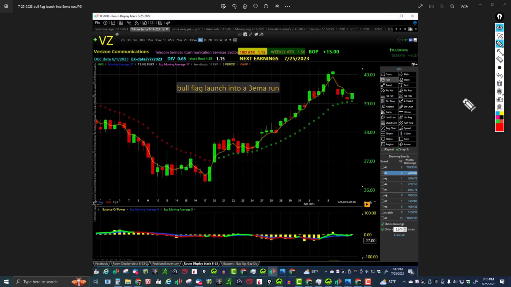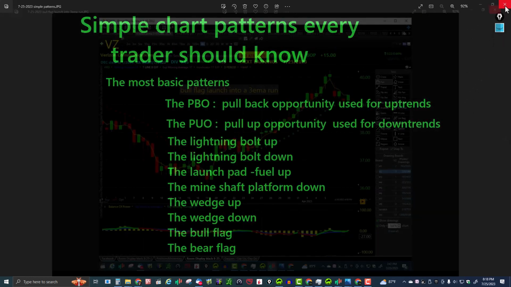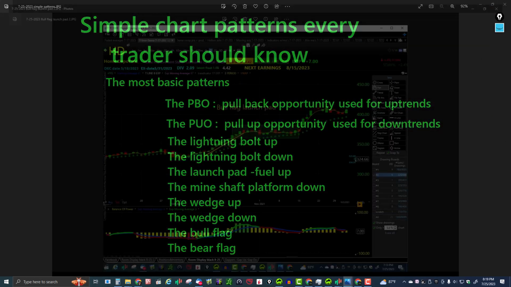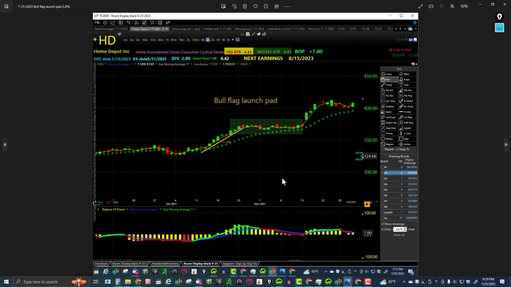All right, so we'll trash that. Let's get rid of this one. Let's try the next one. That was a bull flag. Let's try this one. It's another bull flag. All right, so here's another. See how on this one, this is a bull flag into a launch pad.